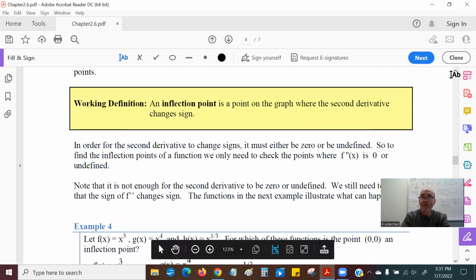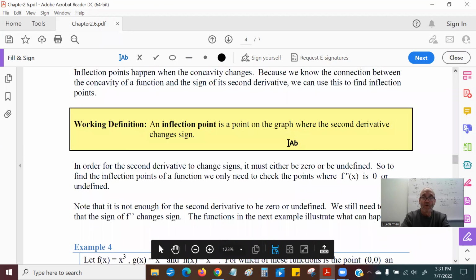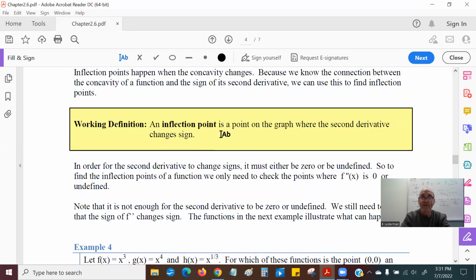A working definition of a point of inflection is that it is a point on the graph where the second derivative changes sign, because that's what's going to tell me that it's going from concave up to concave down. So the working definition is kind of similar to the definition.